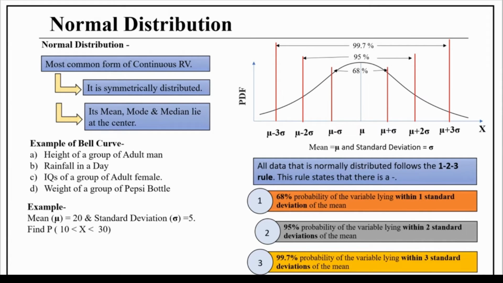Now 10 can be expressed as 20 minus 2 into 5, that is mu minus 2 sigma. Similarly, 30 can be expressed as 20 plus 2 into 5, that is mu plus 2 sigma. So as per the 1, 2, 3 rule of normal distribution, the probability of an observed value lying between mu minus 2 sigma and mu plus 2 sigma is 95%.